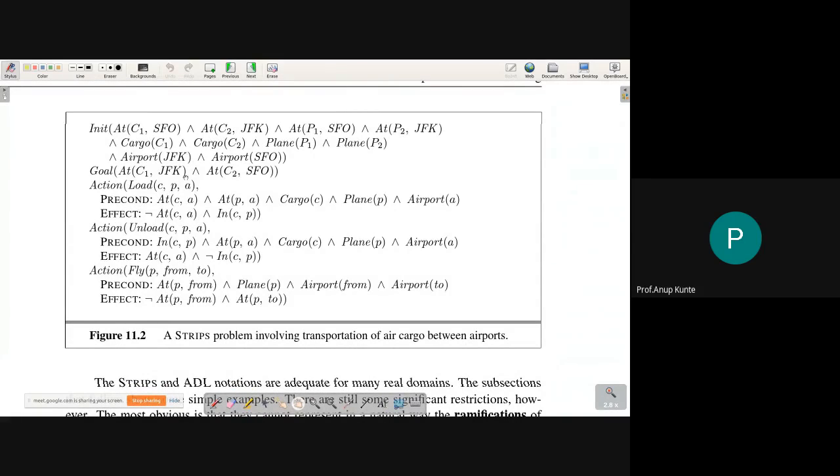So see, what we have here is init, meaning this is an initial state, and this init starts at this point and ends over here.